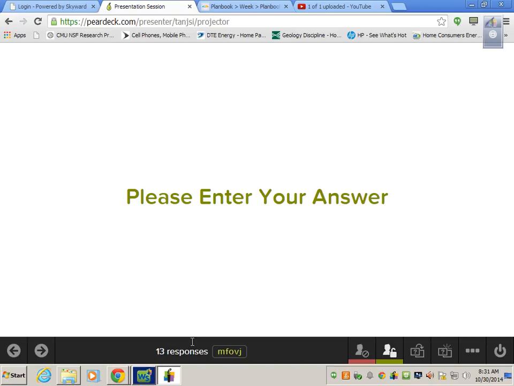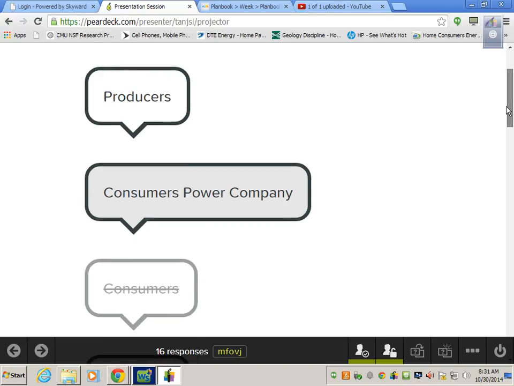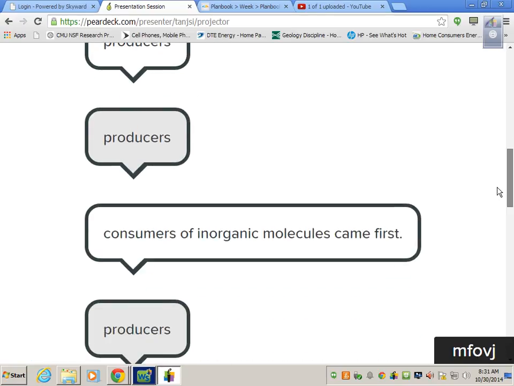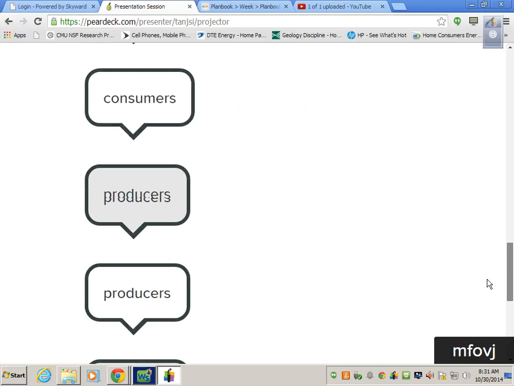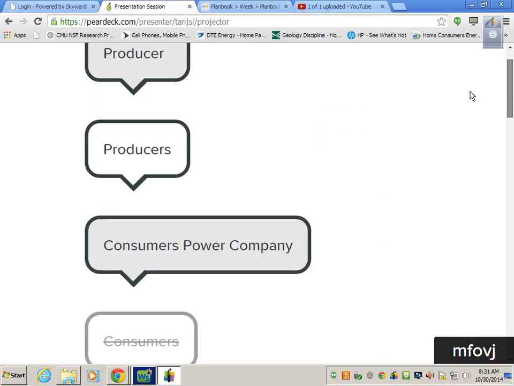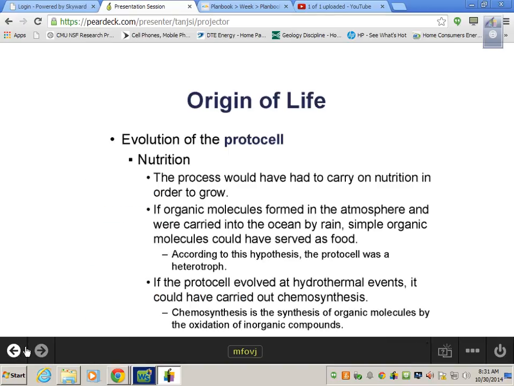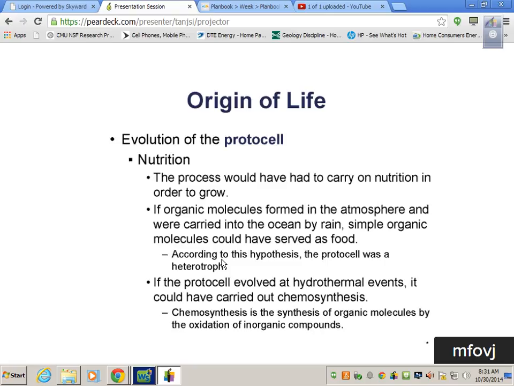And I might let this one stew for a minute. We'll see what you guys put. Just see where we stand as a class. 3, 4, 5, 6, 7, 8, 9, 10, 11, 12. Twelve of you say producers and a few of you say consumers. Okay. So if the protocell evolved at hydrothermal vents, it could have carried out chemosynthesis, right?